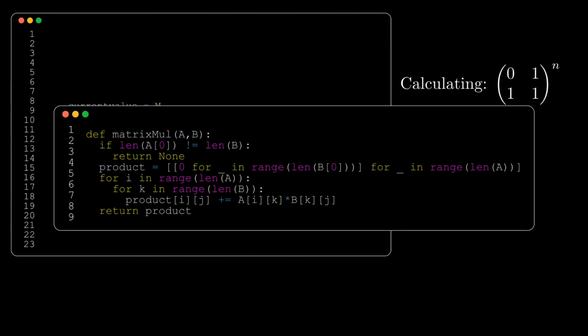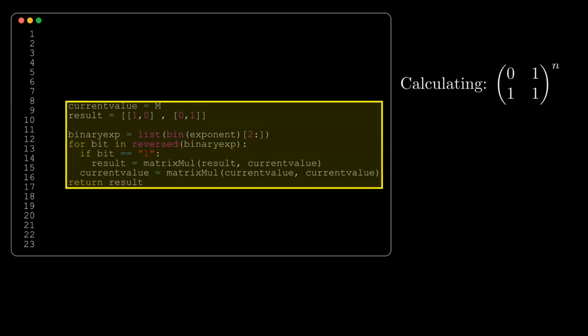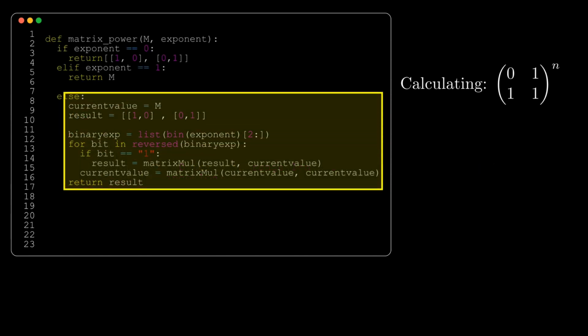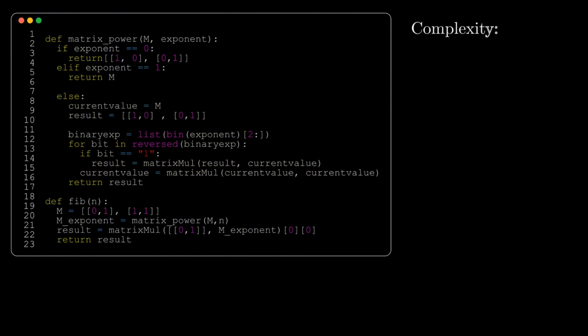Finally, we define the function to calculate the nth Fibonacci number, using the equation mentioned previously. It's quite easy when all things are set. Just define a function and set a variable named m as the matrix. Calculate the nth power of it and save it into a new variable named m exponent. The result is the first element of the matrix that is the product of m and m exponent.